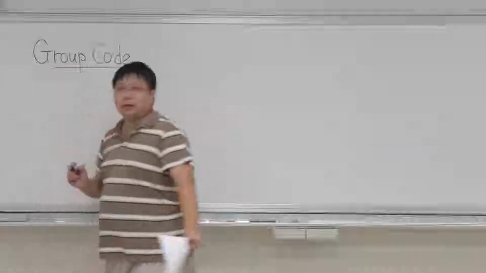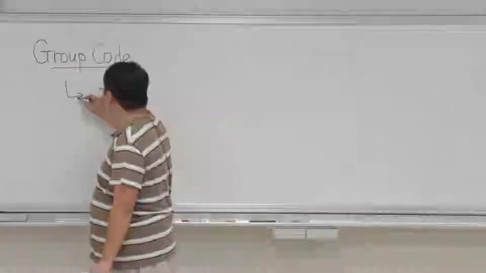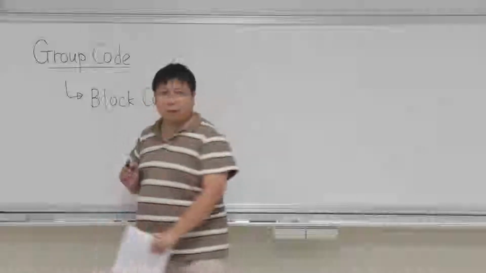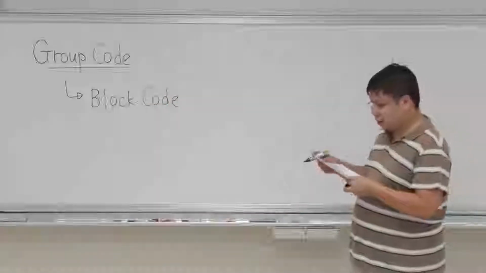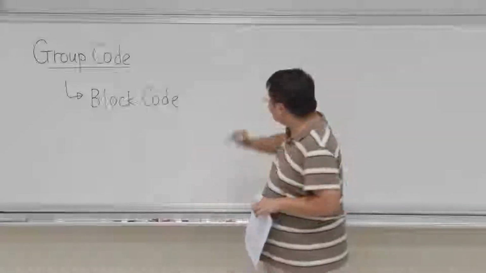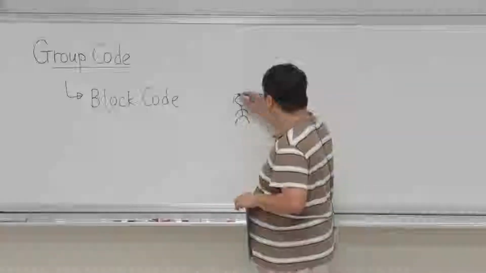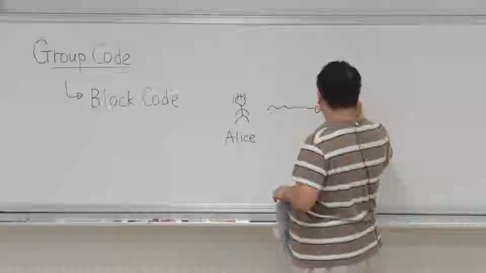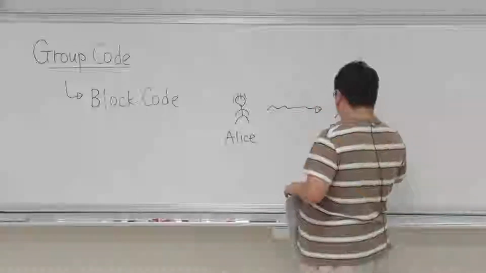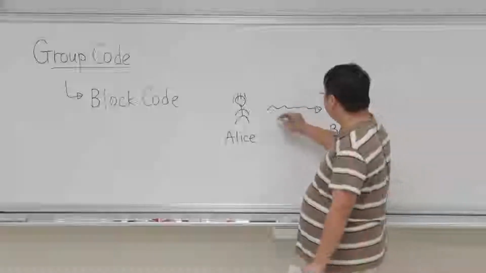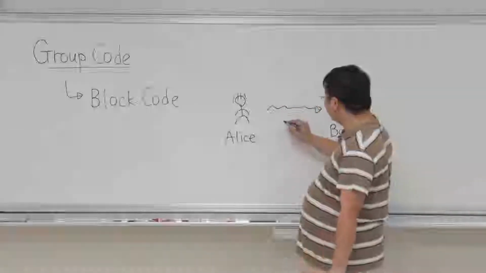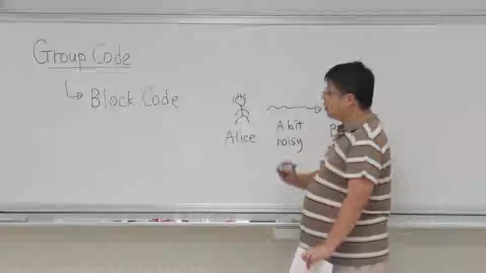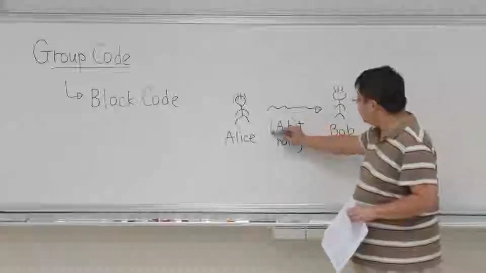So what is a group code? A group code is a special case of something that we call a block code. And then what is a block code? A block code is to assume that we want to transmit some message. Let's say this is some Alice, and this is a Bob. And let's say this is a channel that they want to do the transmission, and this channel may be a bit noisy, so that during the transmission, error may happen.